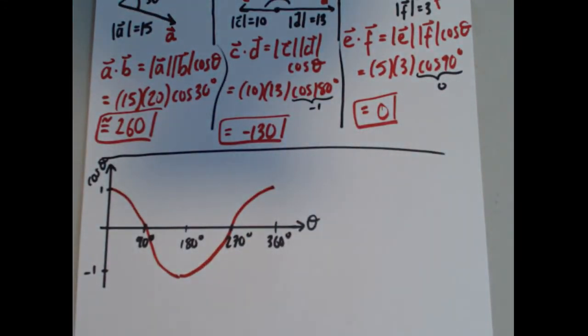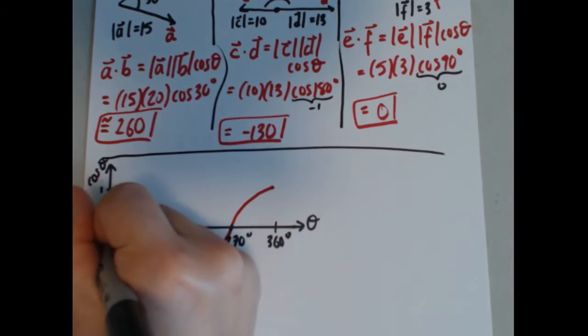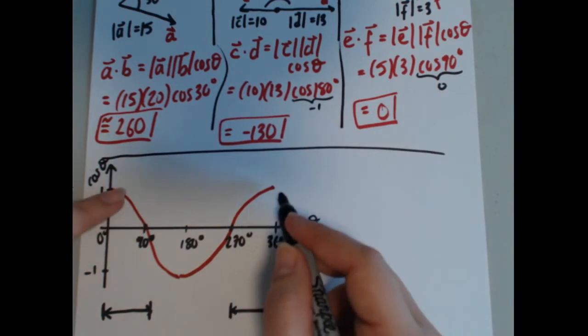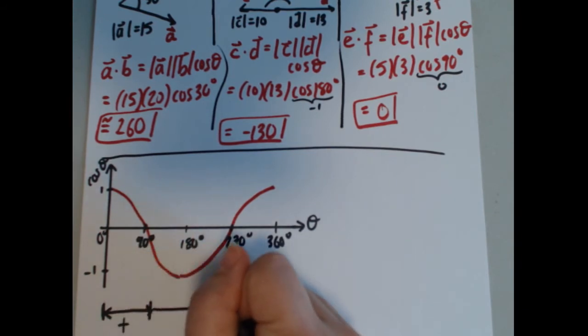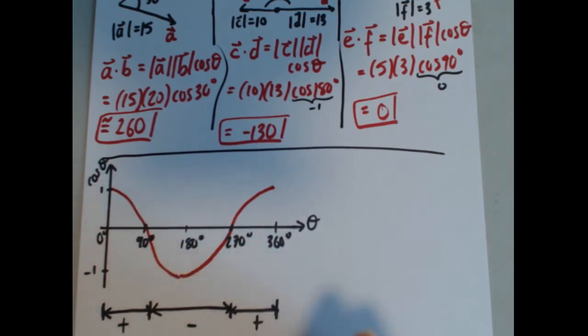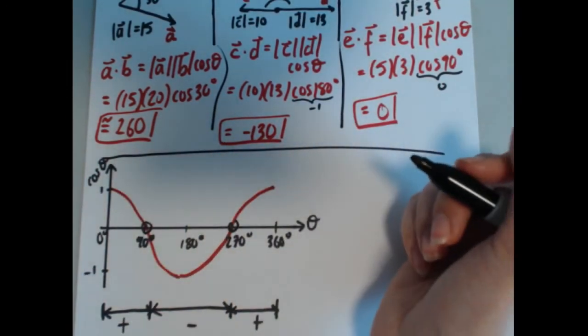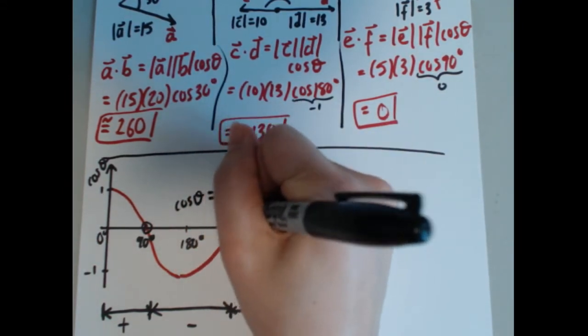So what I notice is that when theta is between 0 and 90 degrees, and when theta is between 270 and 360, the value of cosine of theta is positive, right? So it's positive here and it's positive here. When theta is between 90 and 270, cosine of theta is negative, right? And at these two particular points, at 90 and 270 degrees, the cosine of the angle becomes 0.